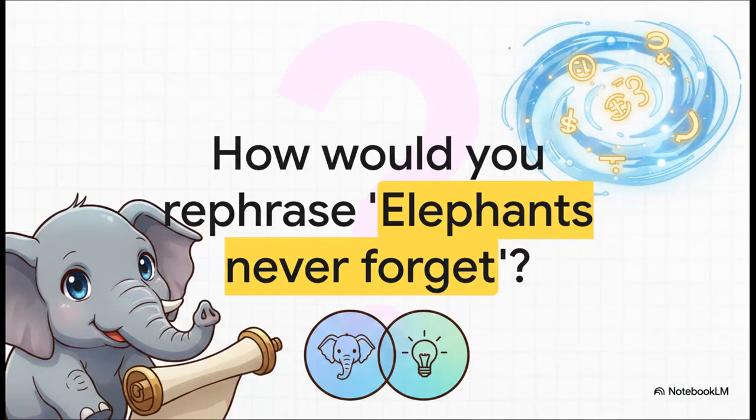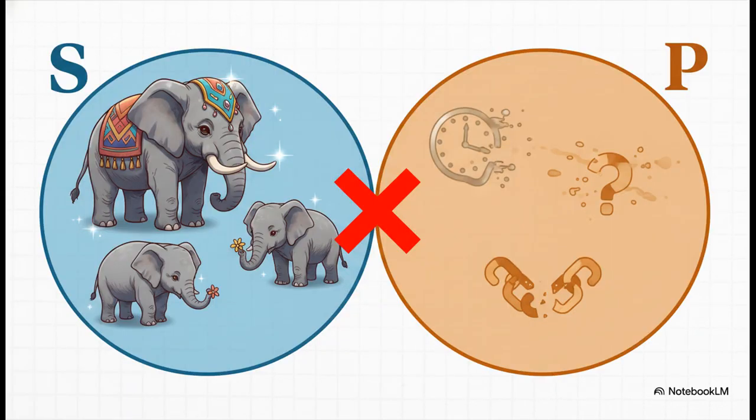All right, your turn. How about this common saying? Elephants never forget. How would you translate that into one of our 4 forms? Think about what claim it's really making. What are the two groups here? And the answer is no elephants are creatures that forget. See, the statement is a universal denial. It's saying there's absolutely no overlap between the set of elephants, our subject, and the set of creatures that forget, which is our predicate. It's a perfect no S are P statement.